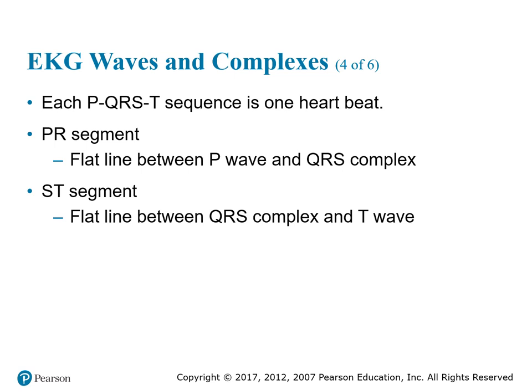So each PQRST sequence signifies one heartbeat. The flat line between the P wave and the QRS, and between the QRS and the T wave, are called the PR segment and ST segment. Your ST segment is a flat line that comes between the QRS complex and T wave, whereas your PR segment is the flat line between your P wave and your QRS complex.